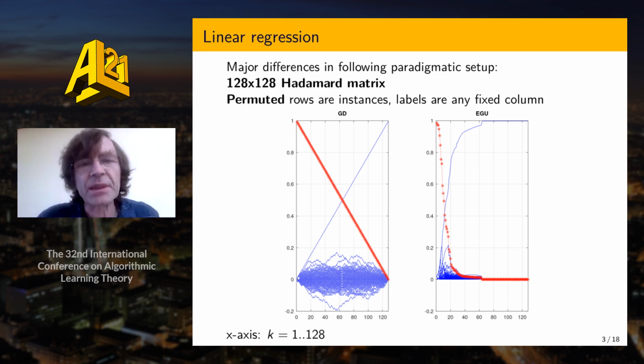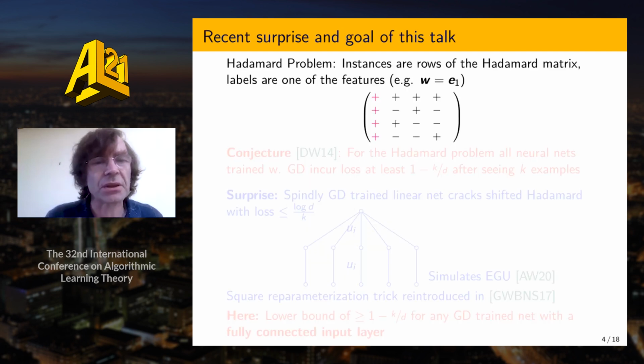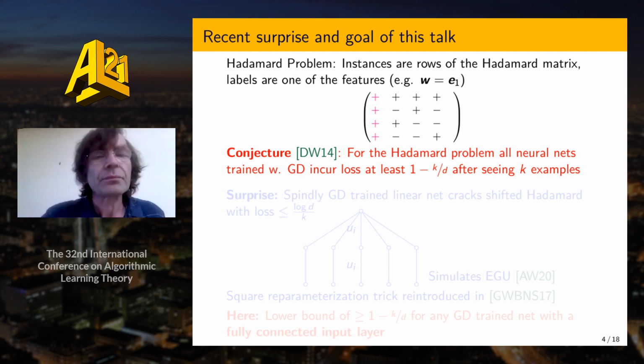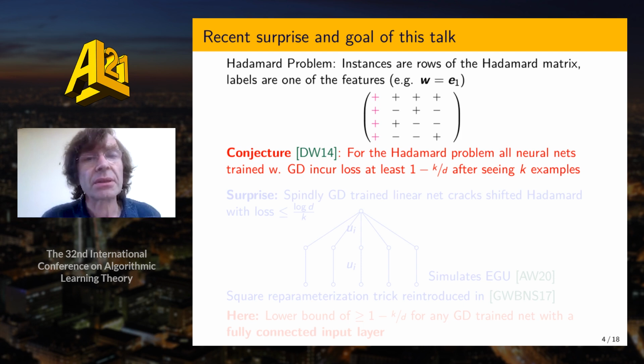The multiplicative update learns essentially after log dimension many examples. Its average loss goes down exponentially fast, and the good weight is picked up exponentially fast. So here's again Hadamard. The conjecture was, together with Mikhail Derezinski, that the linear lower bound, this lower bound here, still holds for any GD-trained neural network.